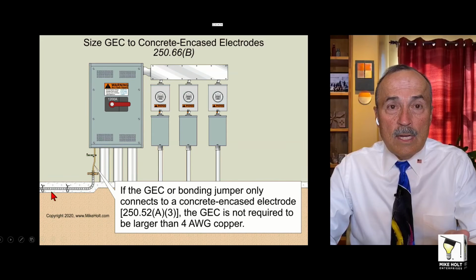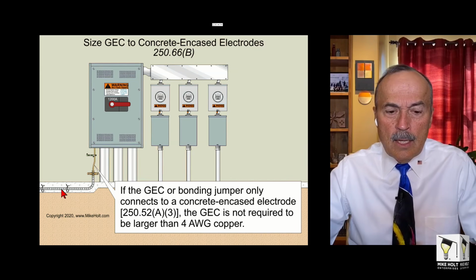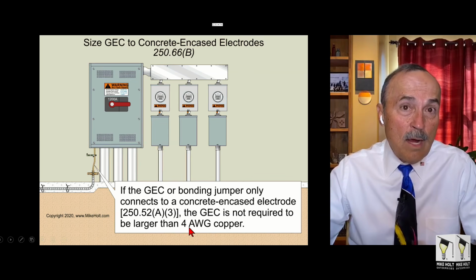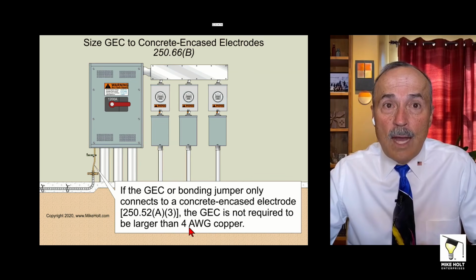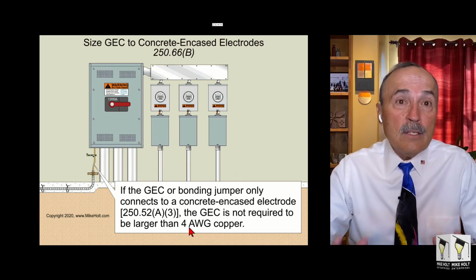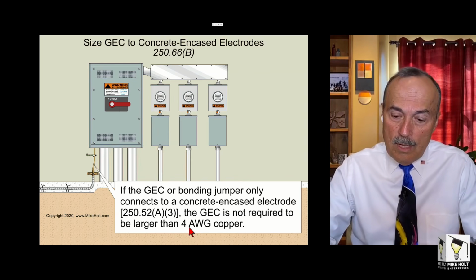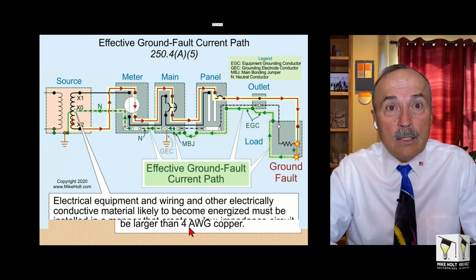And what's the largest conductor to a concrete encased electrode? It's going to be 4-gauge wire. Why did they pick 4-gauge wire? That was just the size wire they had on the truck when they did the study. And that's true. It's called a Ufer ground. So now, let's take a look at that.